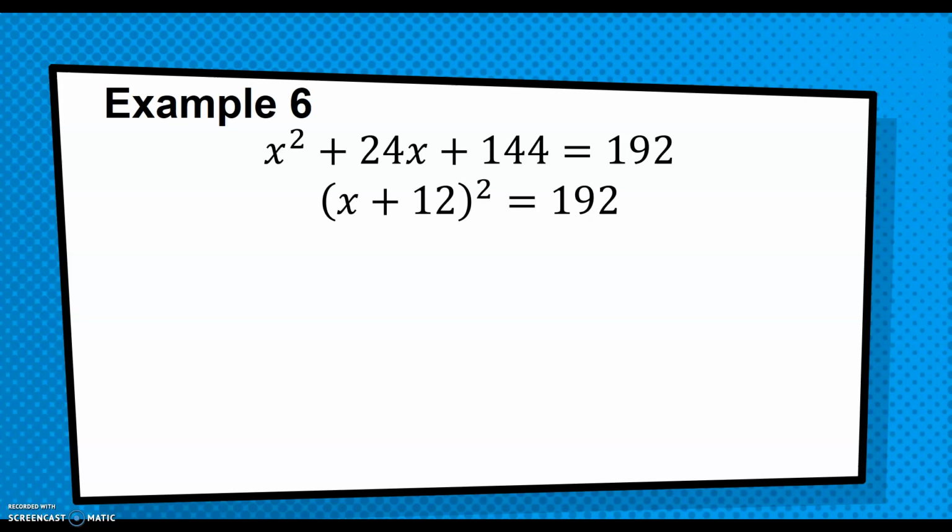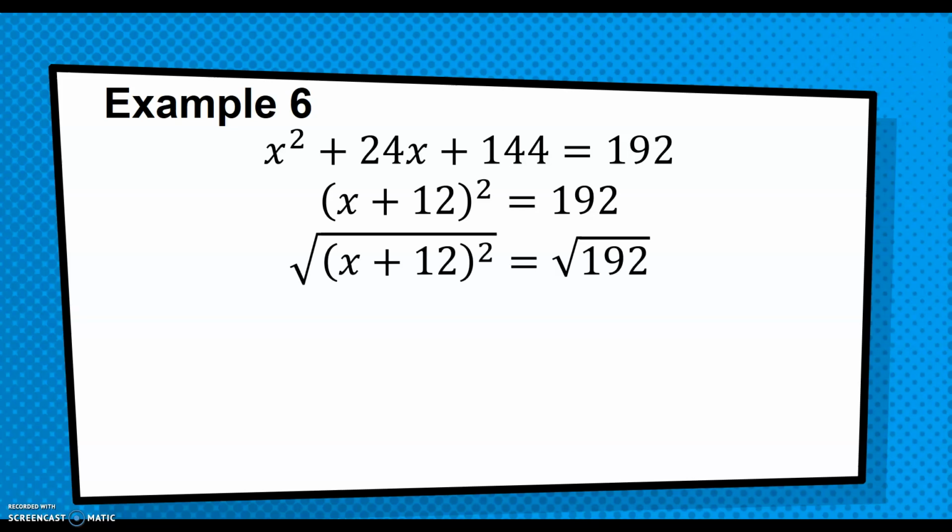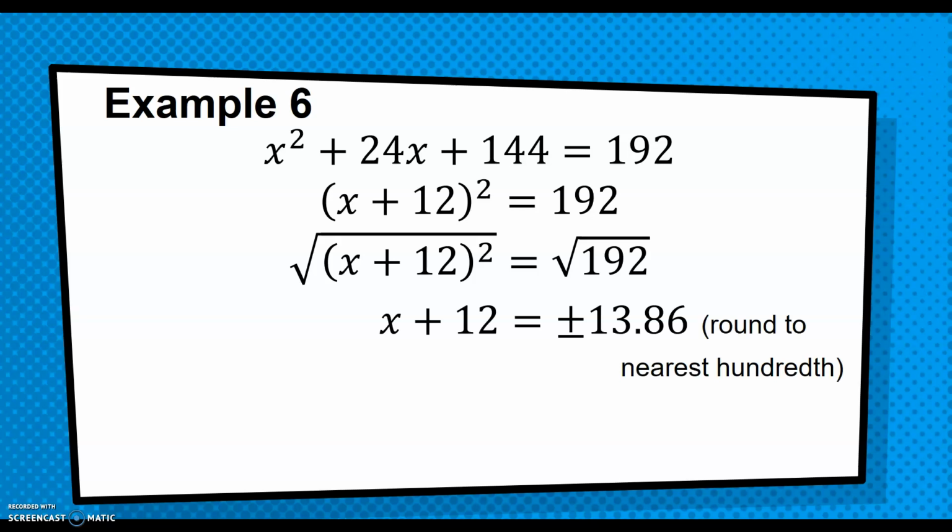So I'm going to use the square root property to simplify this. I take the square root of both sides. Remember that square root cancels that square, so on the left I'm left with x plus 12, and on the other side I have the square root of 192. Again, if you look at your list of perfect squares, 192 is not on it, so you're going to have to put that in your calculator and round it to 2 decimal places. So I get x plus 12 equals plus or minus 13.86, rounded to the nearest hundredth.